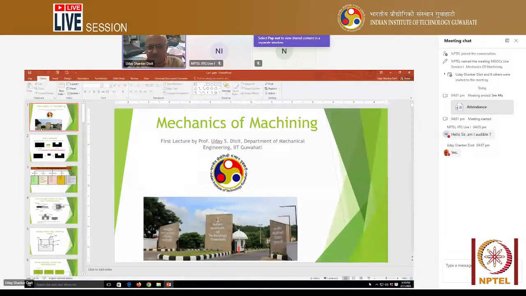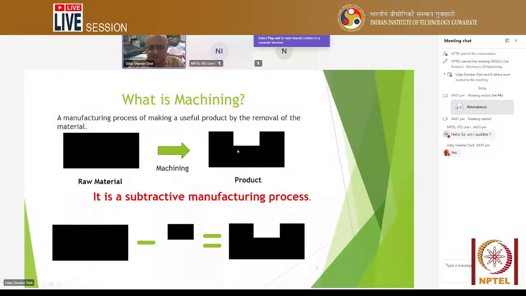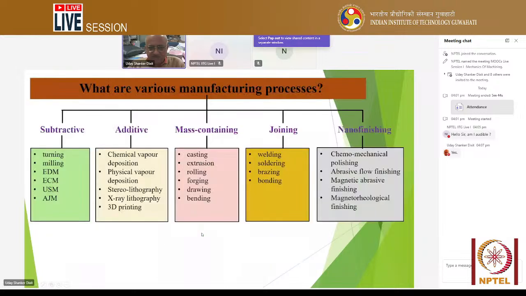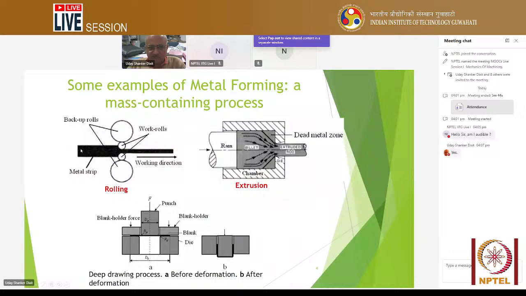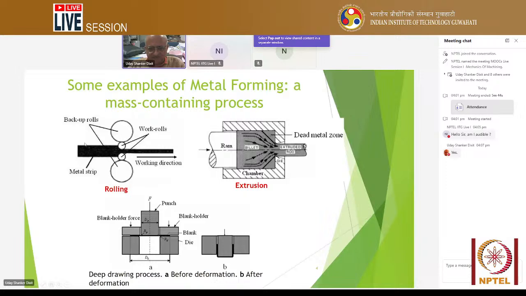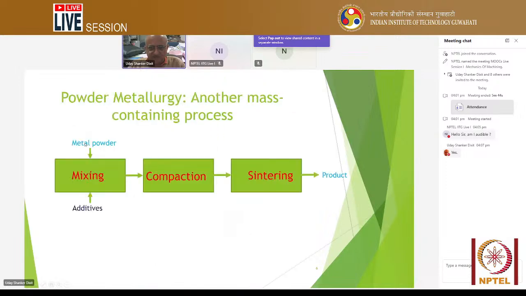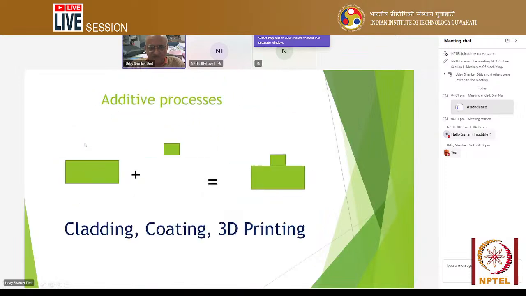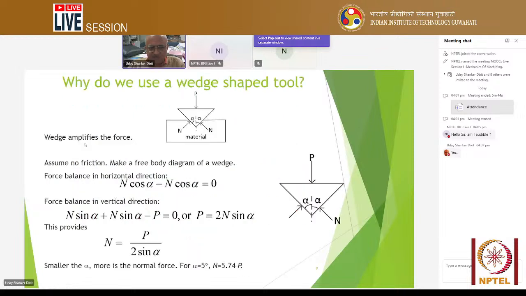Mechanics of machining. We told what machining is: a subtractive manufacturing process, as against the additive manufacturing process, like 3D printing, that is additive, but we are talking about subtractive. So these are some basic examples of different types of processes like metal forming, casting, powder metallurgy, additive. But our focus is on subtractive.